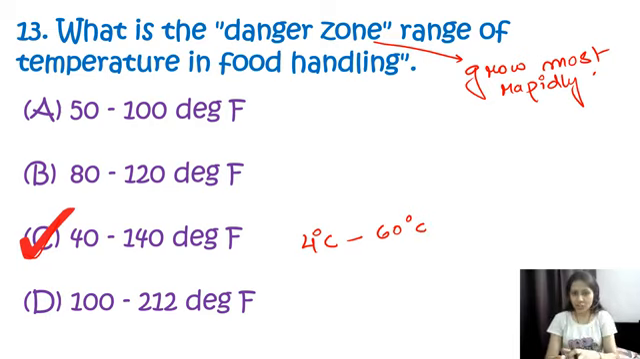In this temperature range, bacteria can double in number every 20 minutes. So spoilage can be a significant risk of foodborne illness in perishable foods and leftovers kept in this temperature range for an extended period. Therefore, it is important to keep perishable foods out of this danger zone. So correct option is 4 to 60 degrees Celsius.